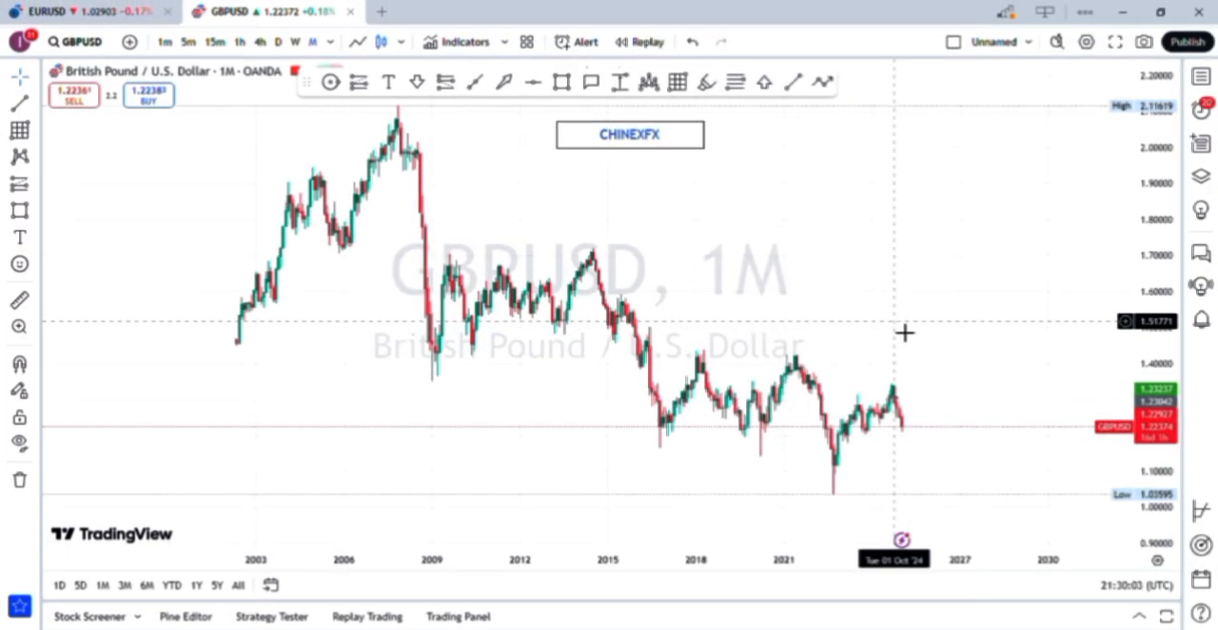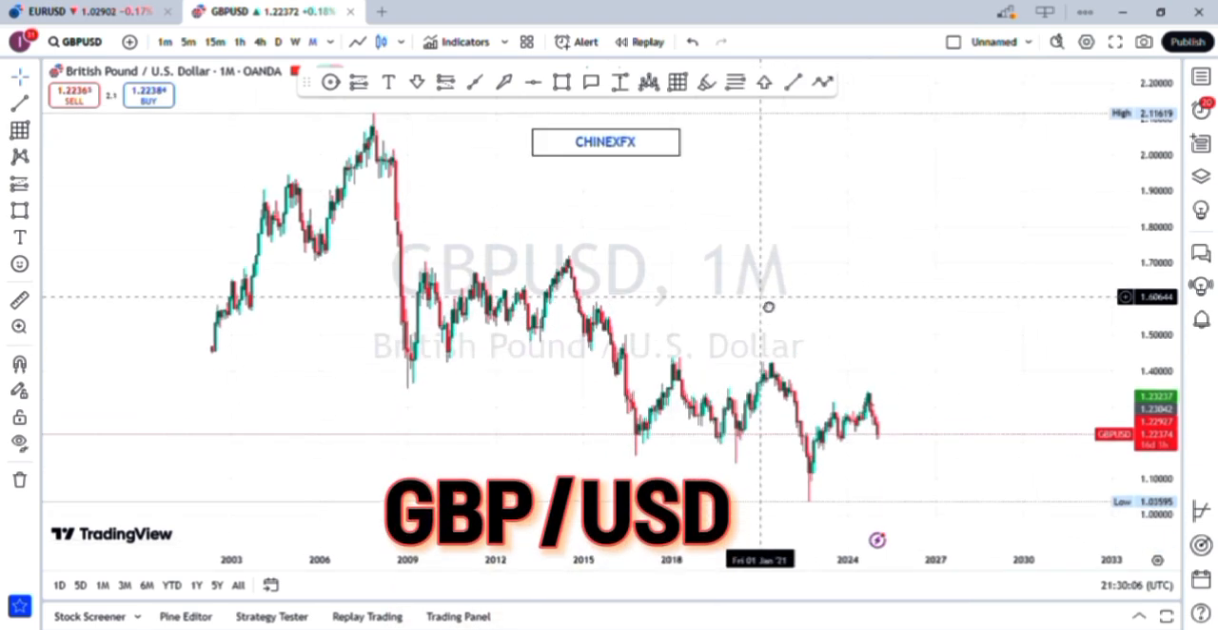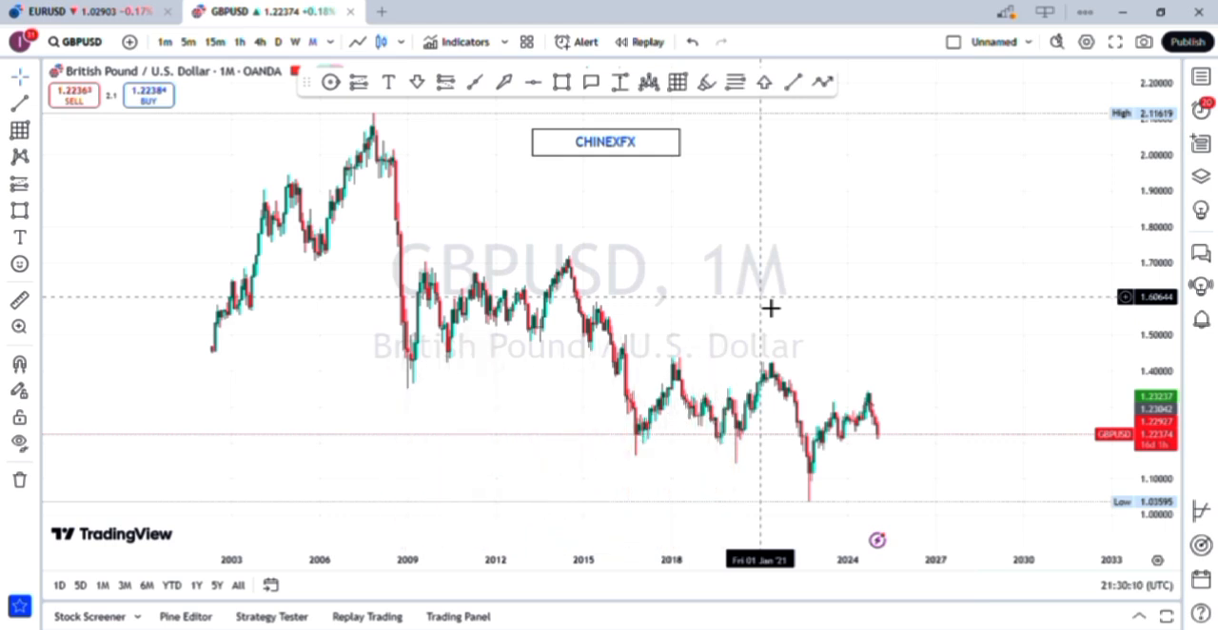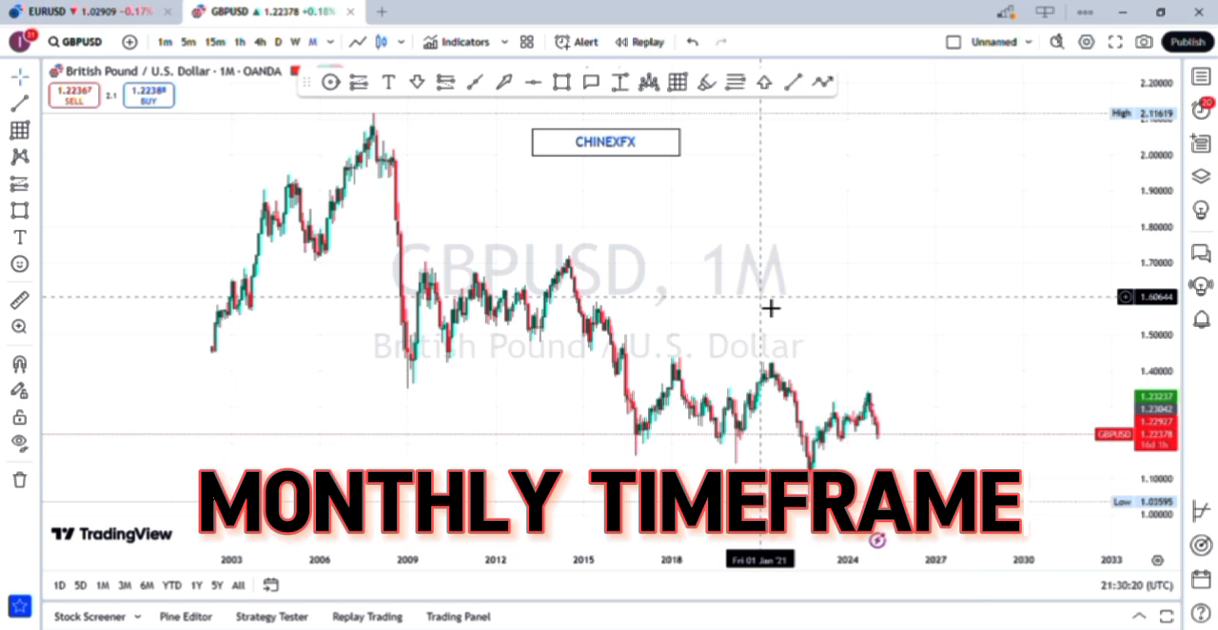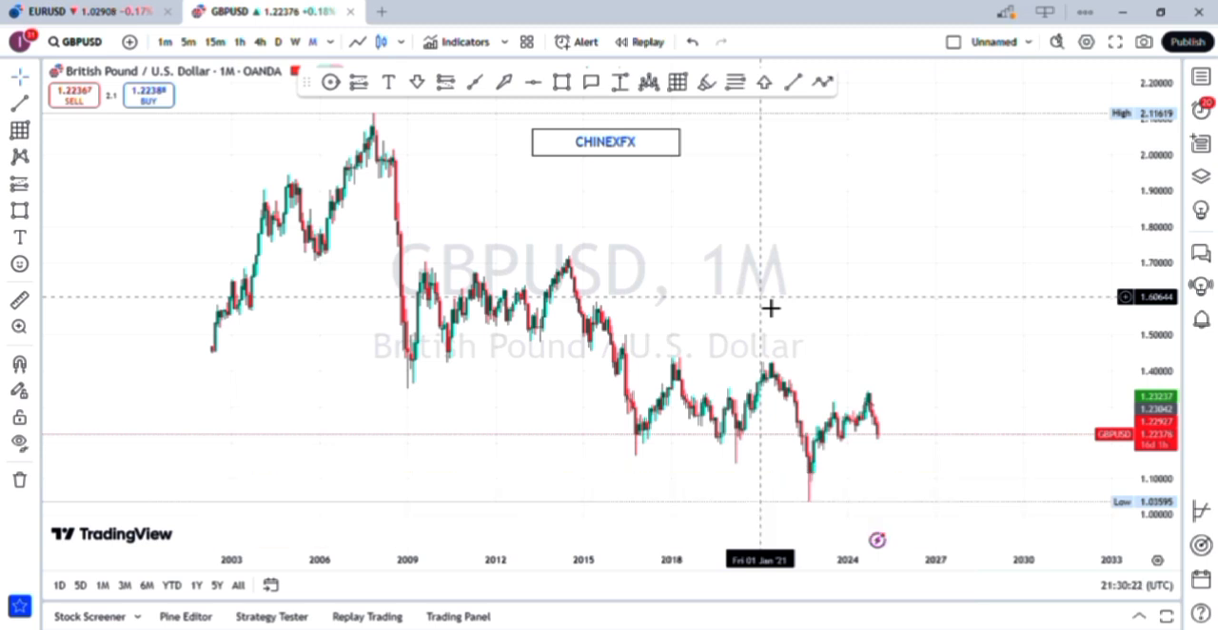Alright guys, so right here on my screen is GBP USD. For this video I'm going to be using GBP USD as a case study on how to carry out a top-down analysis rightly, guys. First of all, just like the name says, you want to move from the monthly time frame down to the lower time frame. So what are the things you need to look out for?